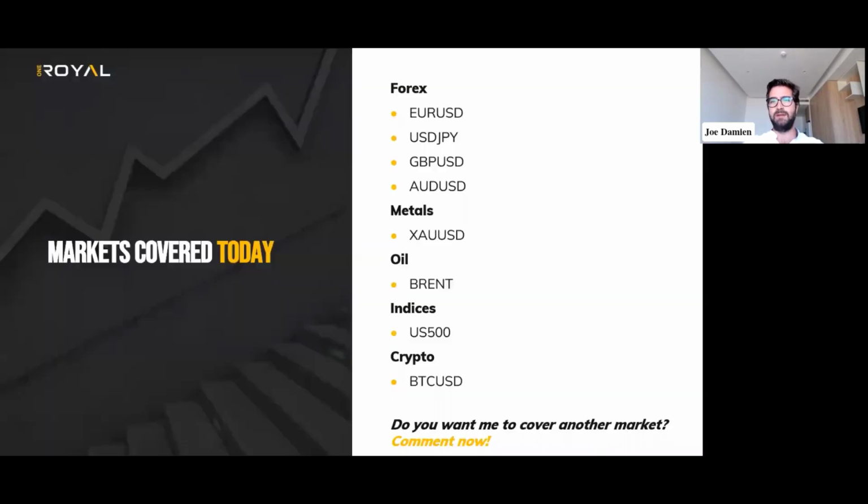So we have these assets today. We will analyze them and provide you with some trading ideas. In forex: euro, yen, pound, and the AUD. In metals, gold. In oil, UK Brent oil. In indices, we have US 500, and finally in crypto we have BTC USD.